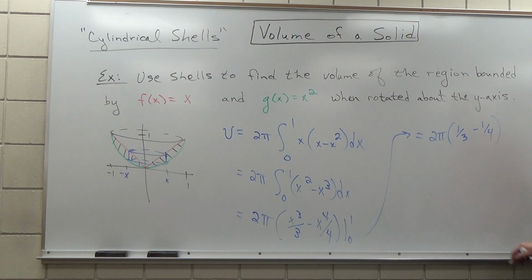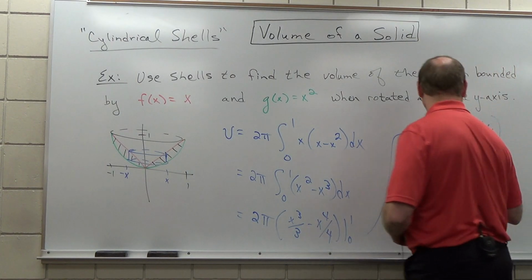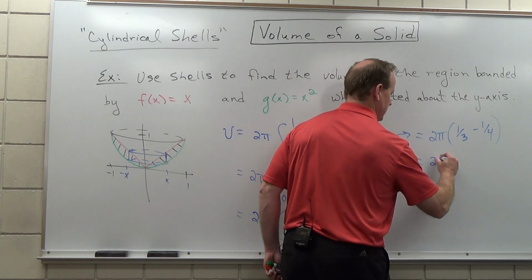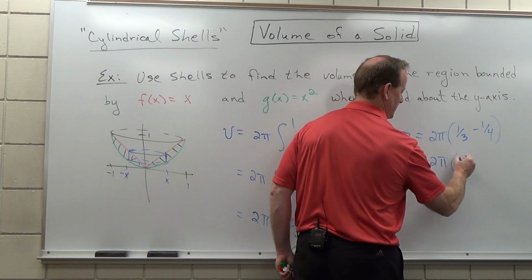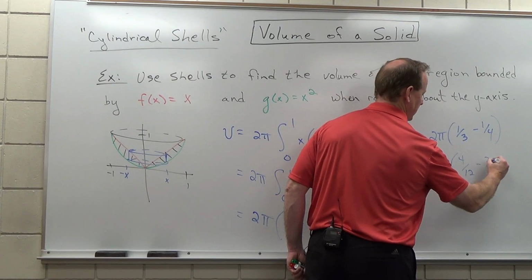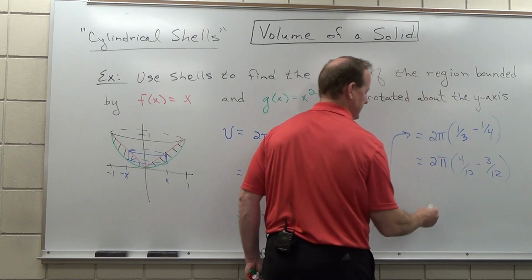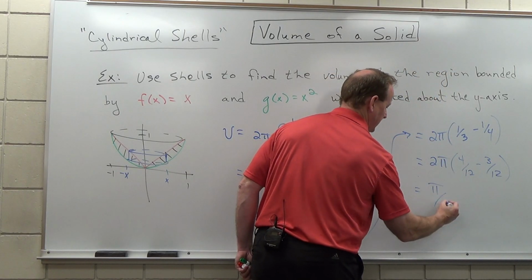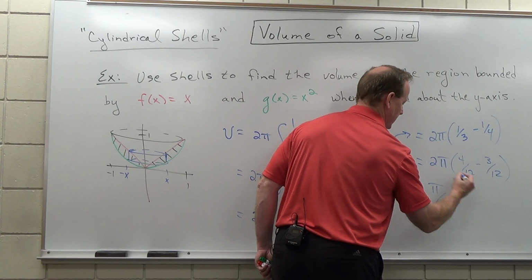So basically it just becomes this. I get a common denominator here. 1/3 is basically 4/12 minus 3/12, which would be 1/12, times 2 pi is actually pi over 6 cubic units.